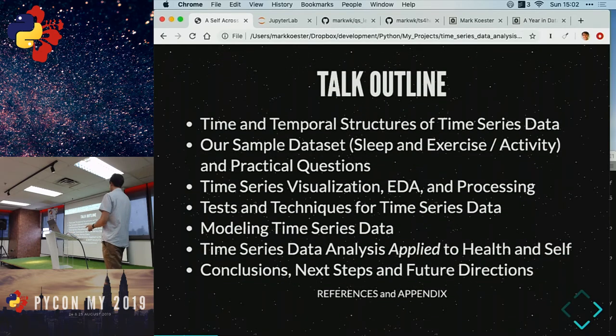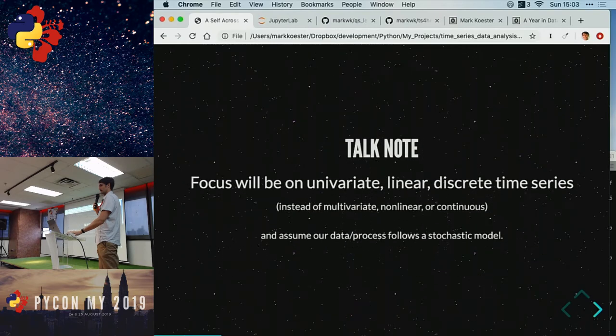You'll see why. We're gonna talk about a couple of things. We're gonna look at time, temporal structures. I'm gonna talk about a data set that I have. I had a number of my biohacker friends give me their sleep and exercise data, so I have about 10 people. We're gonna look at their data and ask, what are the patterns? That's kind of interesting. We're gonna look at time series visualization, some statistical tests, and some modeling. And then at the end, I'm gonna say, how do we apply that to our health and self data?